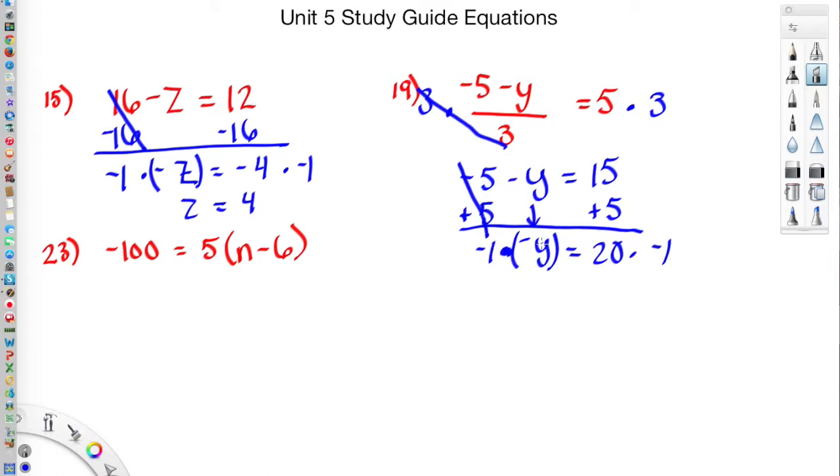And a negative 1 times a negative y will give me a positive y is equal to 20 times a negative 1, which is a negative 20.